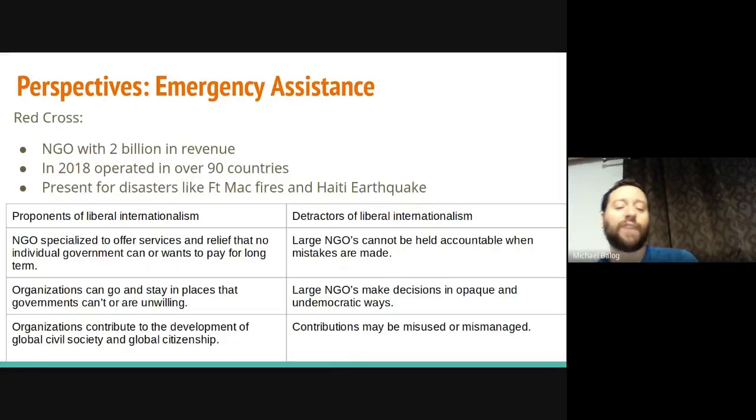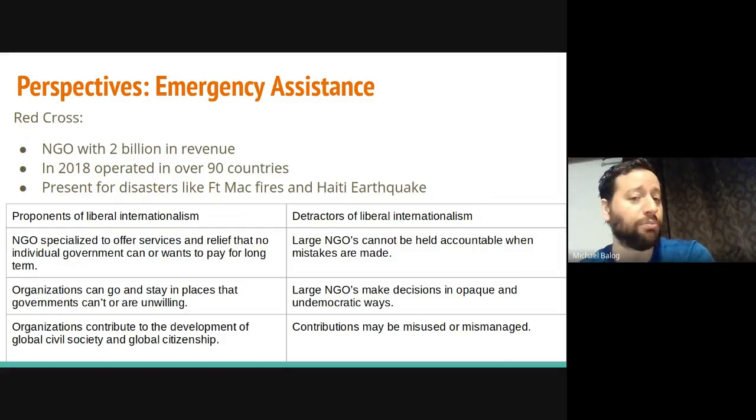Okay, so the final perspective that we're going to try and give you is looking at something like emergency assistance. So, what happens when there's an earthquake or a hurricane? And so you could take a look at an NGO like the Red Cross. So it has over 2 billion in revenue. It operates in a lot of countries, 90 different countries.